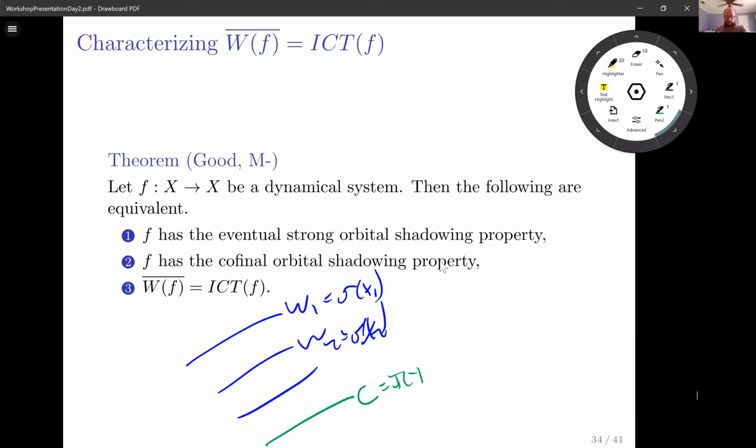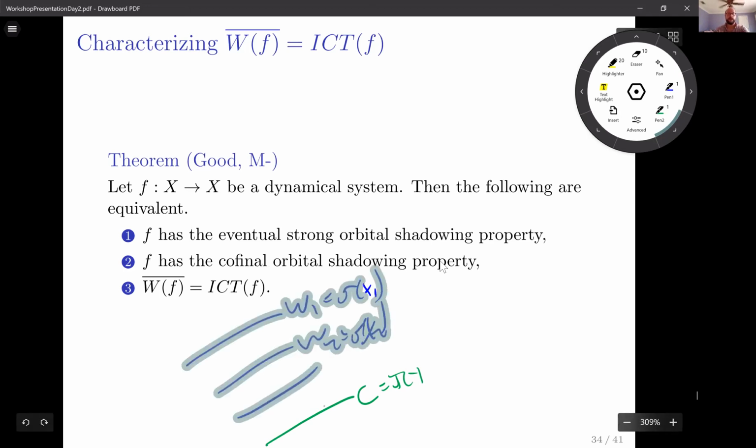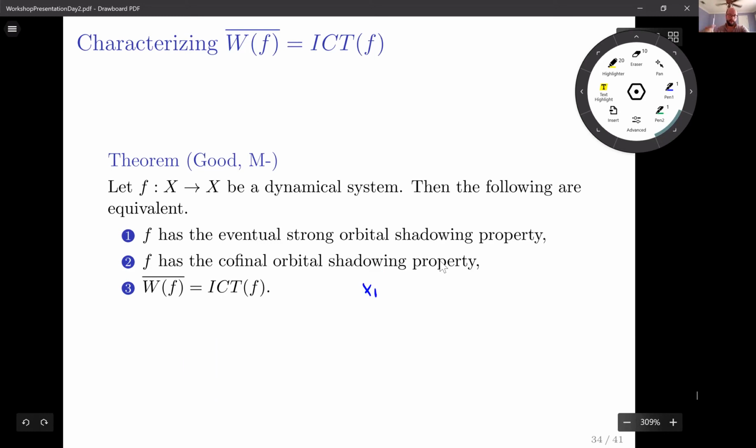There's a little bit of work to do, but it's a lot of the same ideas. All right, so we have this notion of a way in which we can tell that the closure of W is equal to ICT. Okay. So this wraps up that question of, can we characterize that property?